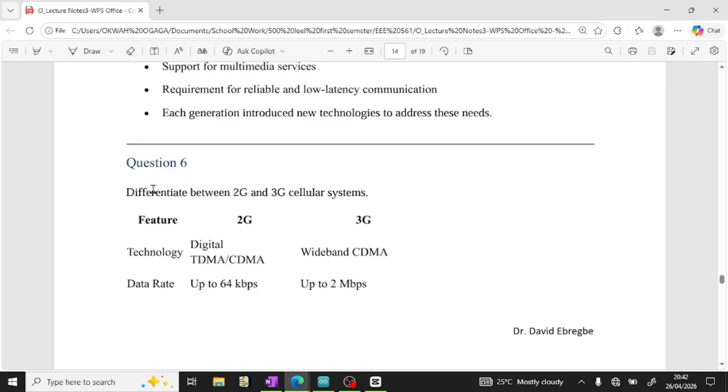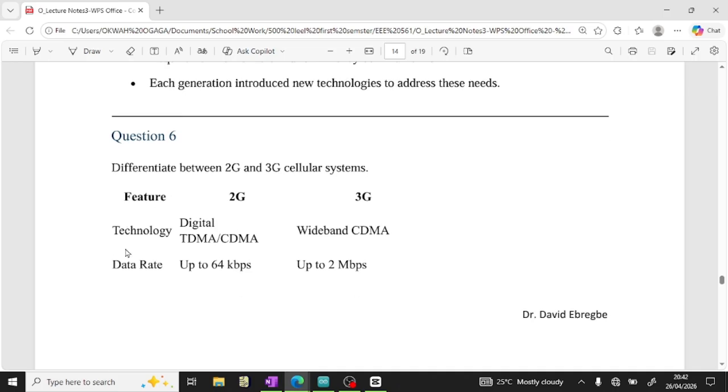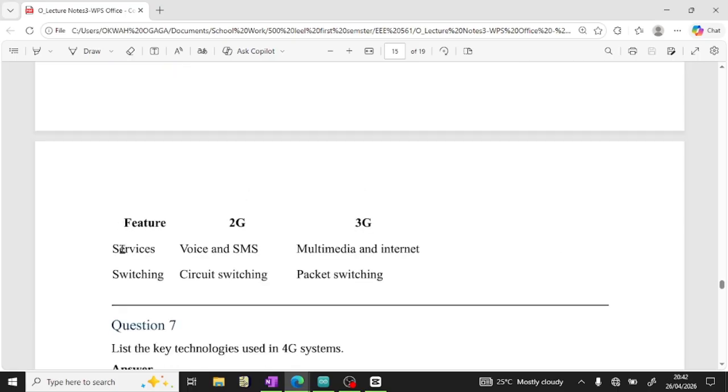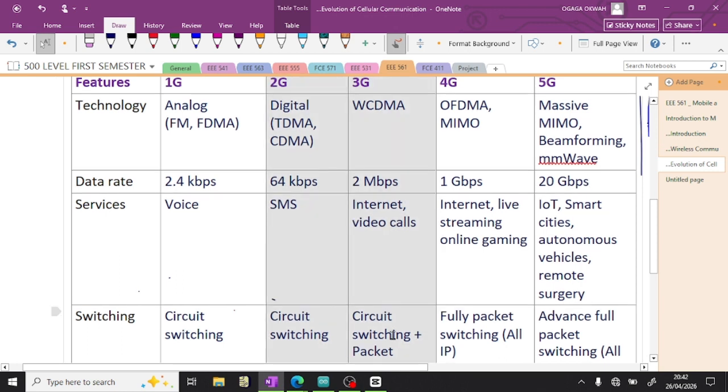You can see that what we have here differentiates between 2G and 3G cellular systems. Of course, we have the answer to that now. Look at what they have here: the features, technology, data rate, service, and switching. Exactly what we have on our table here. So what they want in that question is 2G and 3G, is that not so?